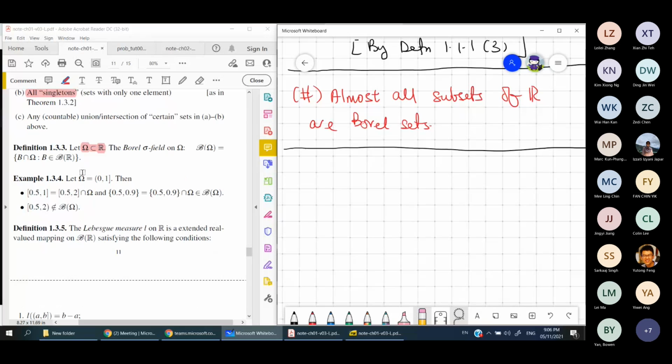So instead of R, we take our omega to be the half-open interval (0, 1]. Then you just take any Borel subset of R and intersect it with this omega, and it will be a Borel set. I think this is quite straightforward; you can just check it yourself. As long as you take any B belonging to the Borel sets of R, this will be a Borel subset for this restriction on it.